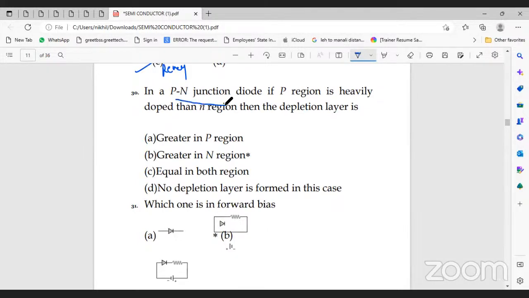So in the PN junction diode, the P region is heavily doped compared to the N region. Then the depletion region is greater in the N region. If you don't dope, the charge carriers will be there. So the depletion region is greater in the N region.